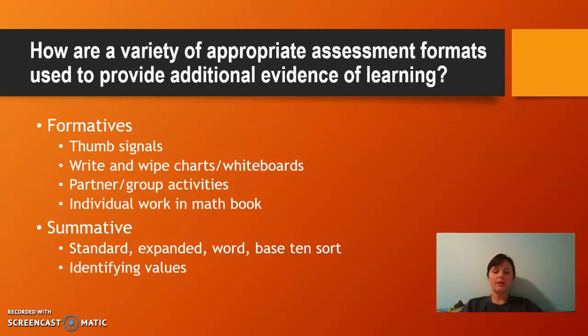For the summative, they had to sort numbers and match standard, expanded, word, and base 10, and they also had to identify the values.